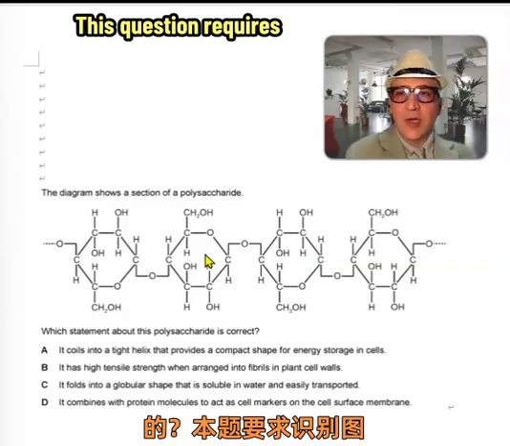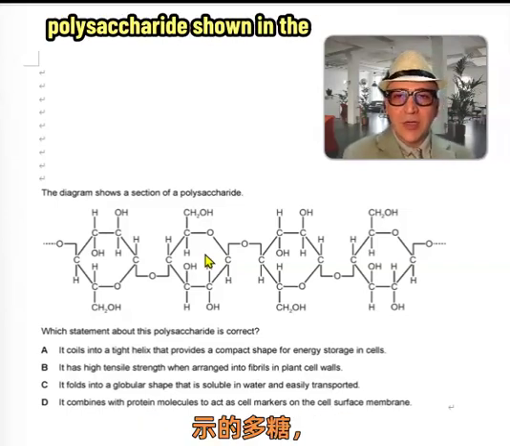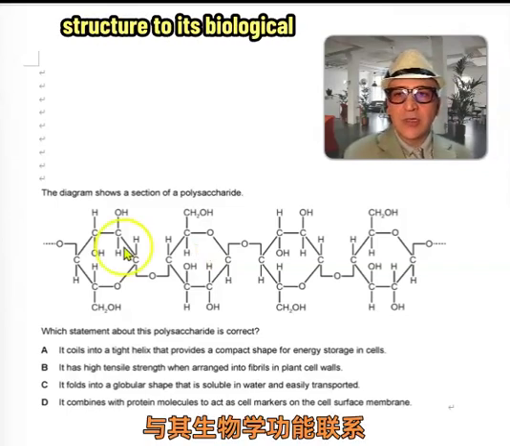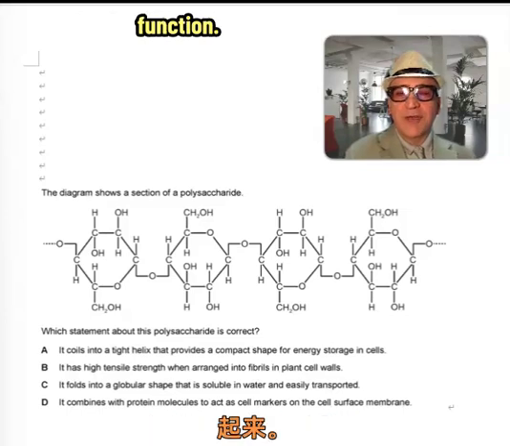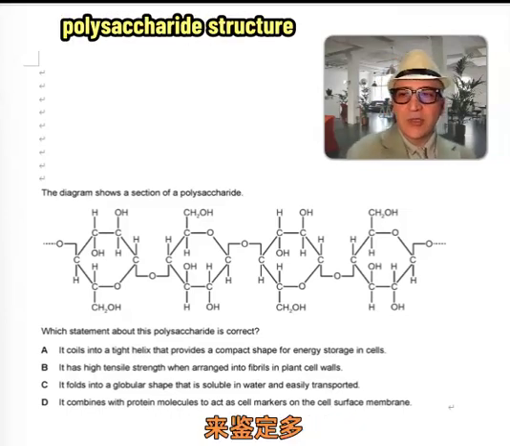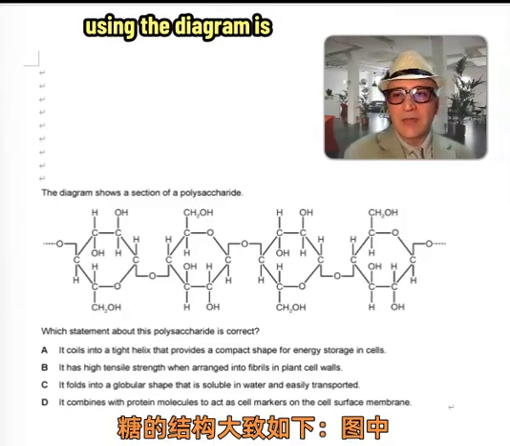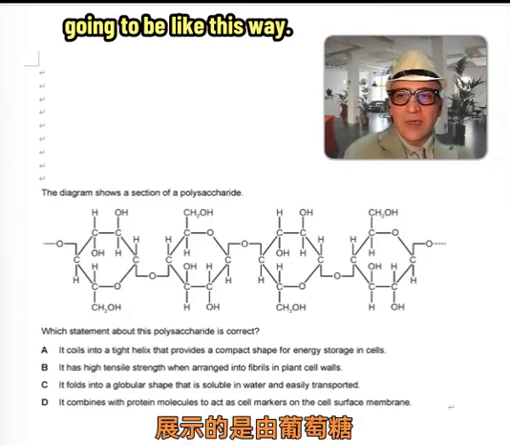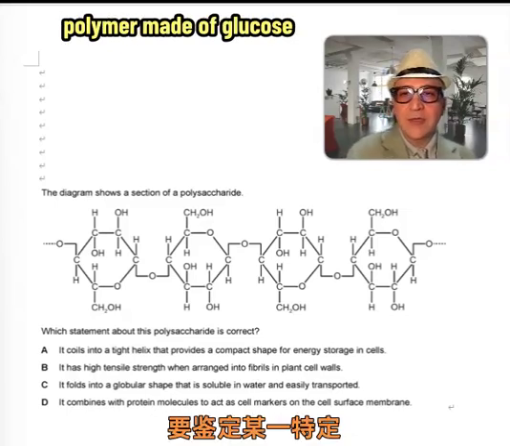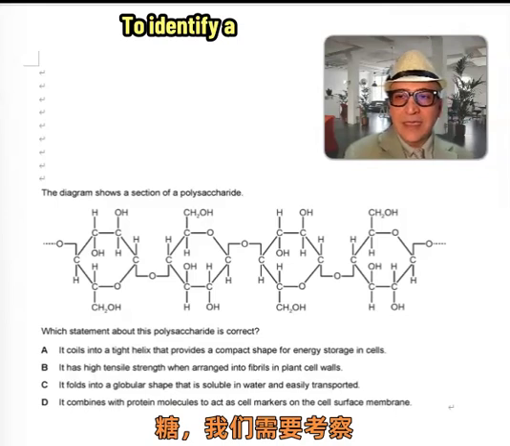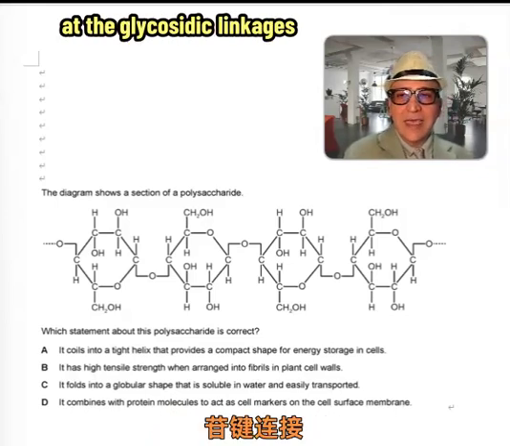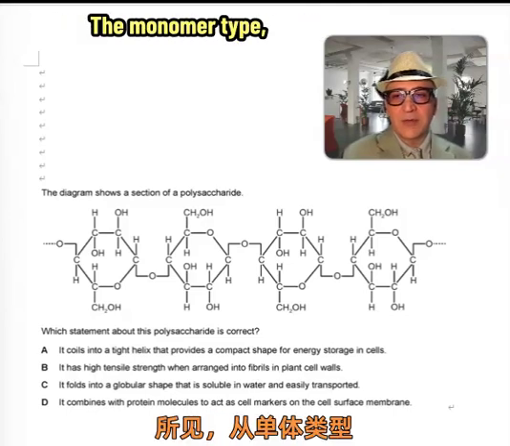This question requires identifying the polysaccharide shown in the diagram and relating its structure to its biological function. So, identifying the polysaccharide structure using the diagram is going to be like this way. The diagram is showing a polymer made of glucose units. To identify a specific polysaccharide, we need to look at the glycosidic linkages between the glucose monomers.